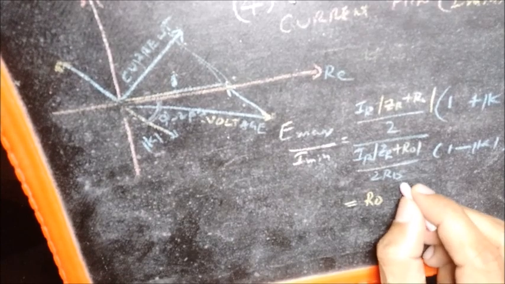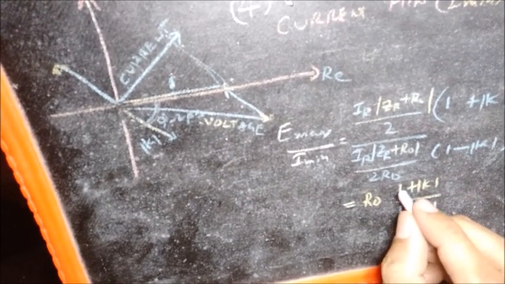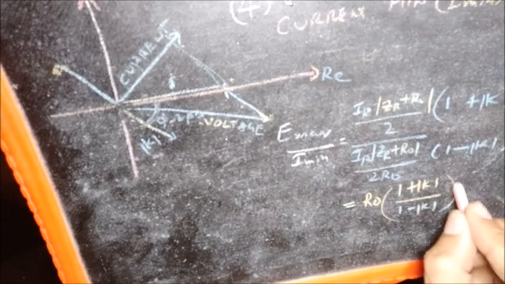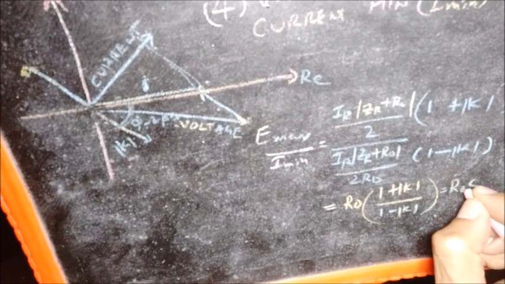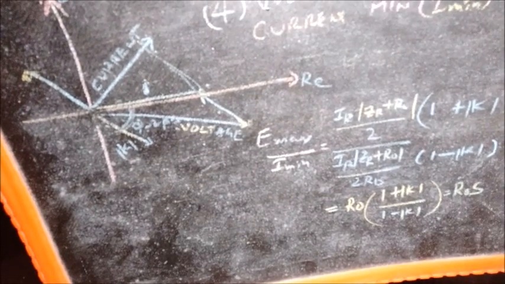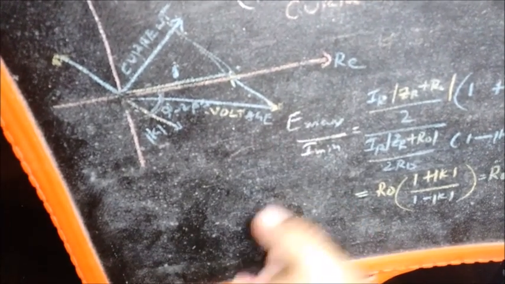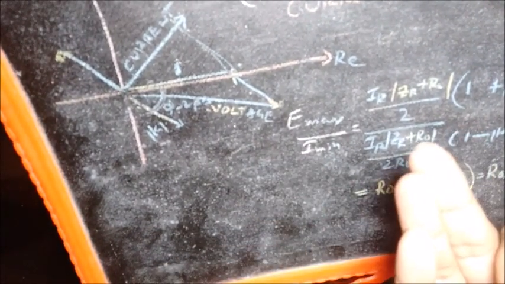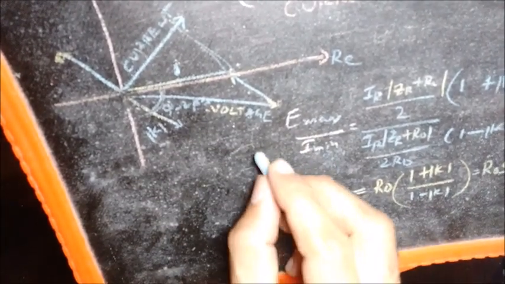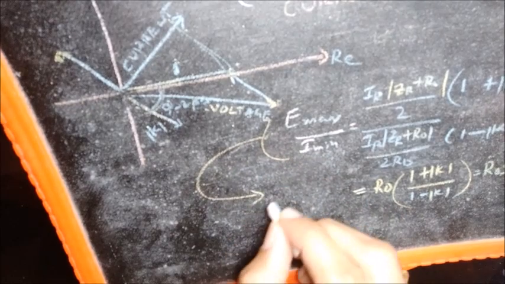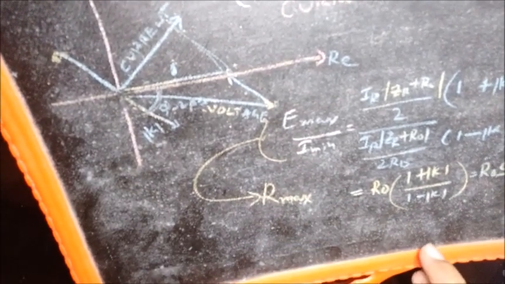And you will get R naught multiplied by (1 plus magnitude k) divided by (1 minus magnitude k). We recall this as the standing wave ratio, which means that this is equal to R naught S. And hence, at the point S where Emax is there, or in other words, at the point where Imin is there, the line impedance will be R max, which is R naught into S.